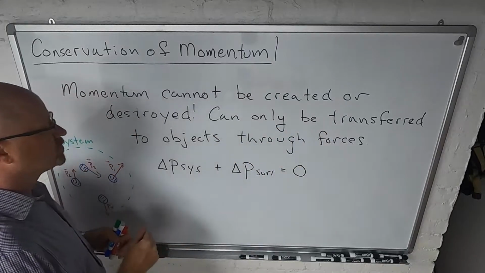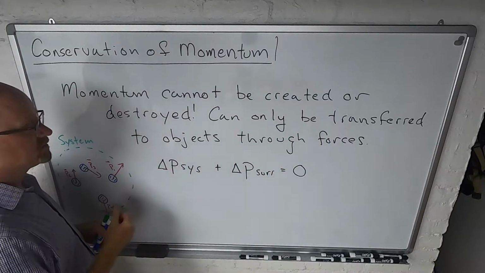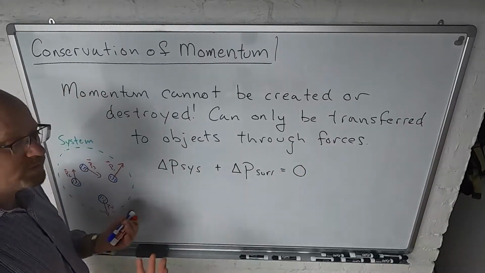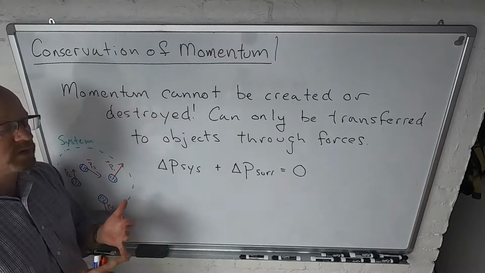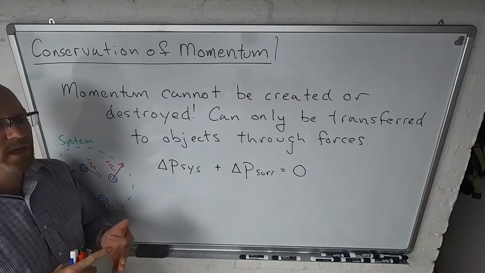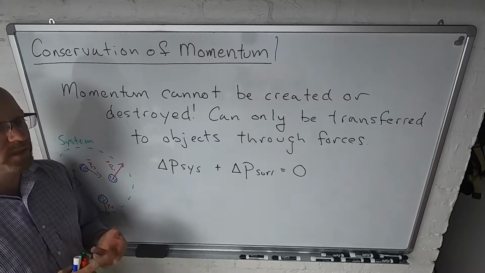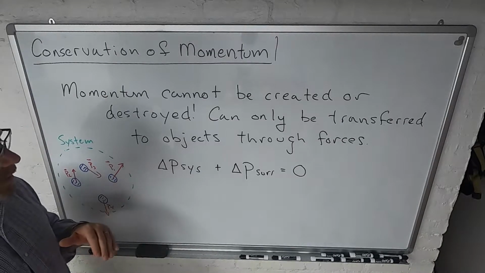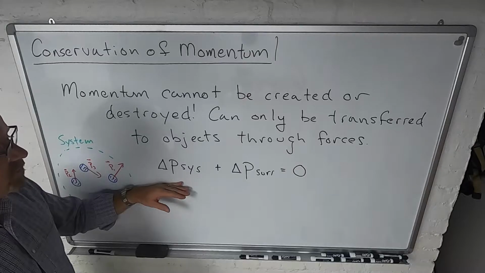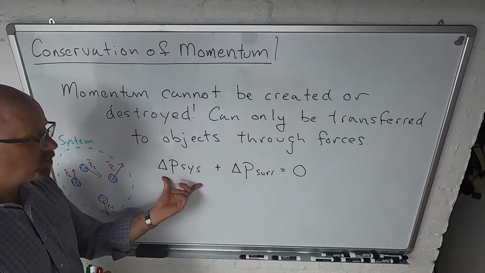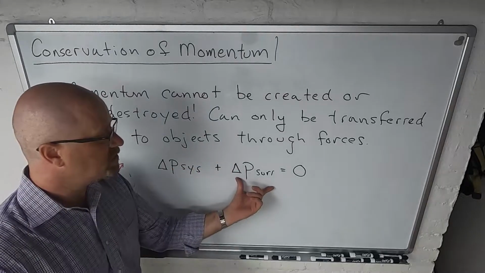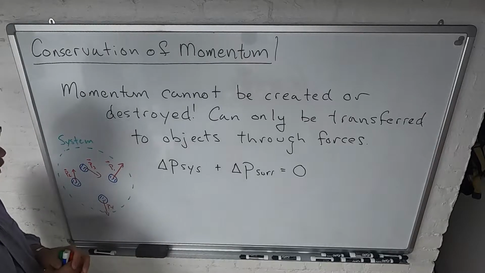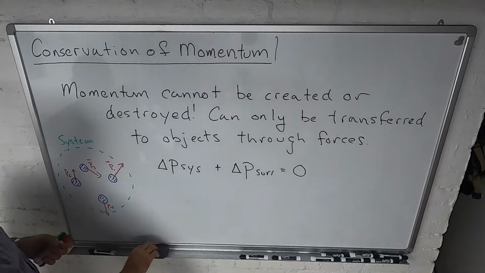Momentum can only be transferred between objects or within a system or between a system and a surrounding through the application of forces. And so we've talked about a few fundamental forces. We've talked about gravity, we've talked about electrostatics, and I hope that you've read a little bit about the nuclear weak and the strong force. And so a mathematical statement of the conservation of momentum says that the change in momentum for a system plus the change in the momentum for surroundings must be zero.